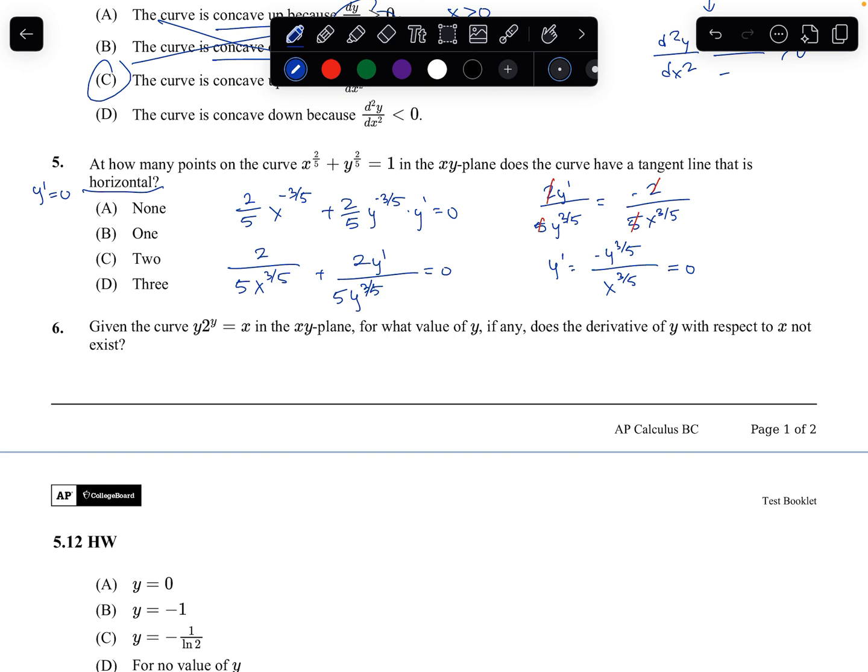And so when will this equal 0? It's going to be when y equals 0. And when y equals 0, also x cannot equal 0, or else that's going to be an indeterminate form. Okay, so let's see.